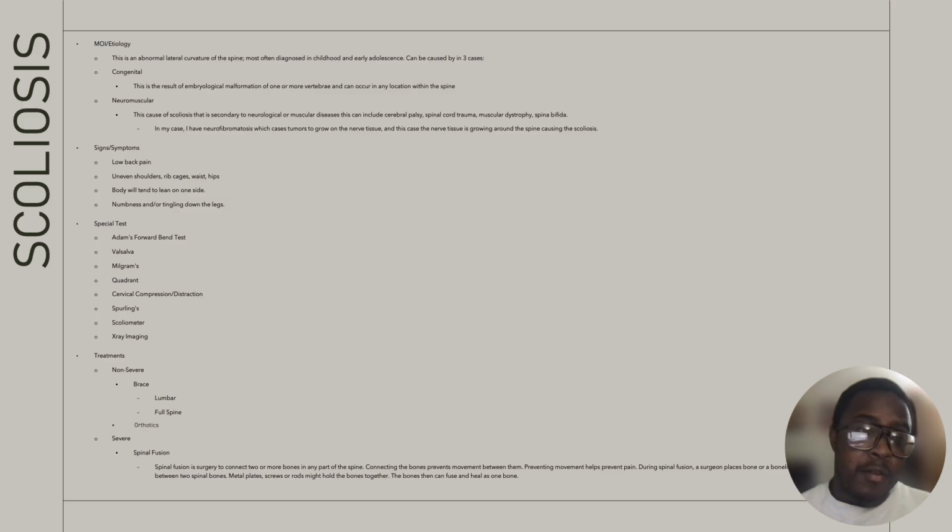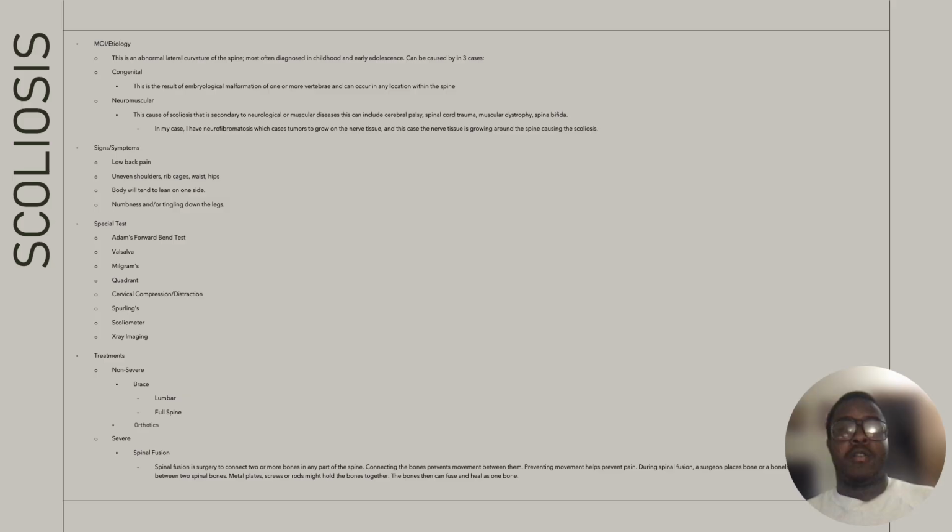As well as the Valsalva, Milgram quadrant test, the cervical compression distraction test, and Spurling's test, which could also detect scoliosis due to a tumor or space-occupying lesion. There's also the scoliometer, a little measuring tool that, when pressed against the spine, can detect the degree of the curvature, as well as X-ray imaging that can show, as in the next slide, how your curve is.